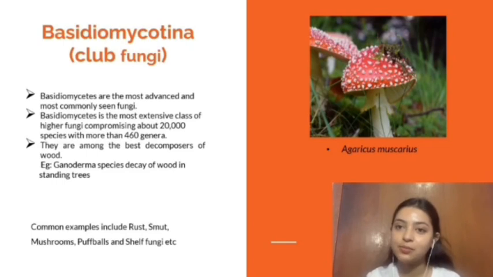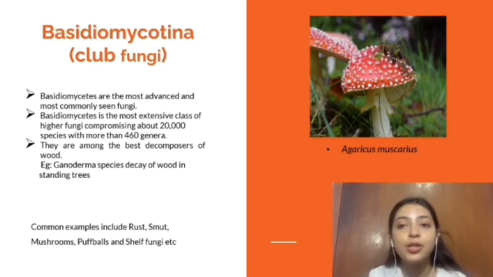Basidiomycotina. Basidiomycetes are also known as club fungi. They are the most advanced and the most commonly seen fungi. Their fructifications are often large and are clearly visible with our naked eyes.